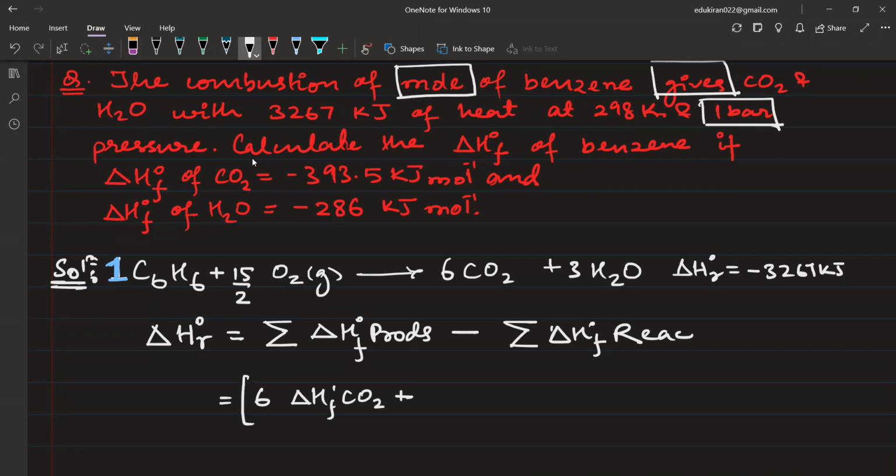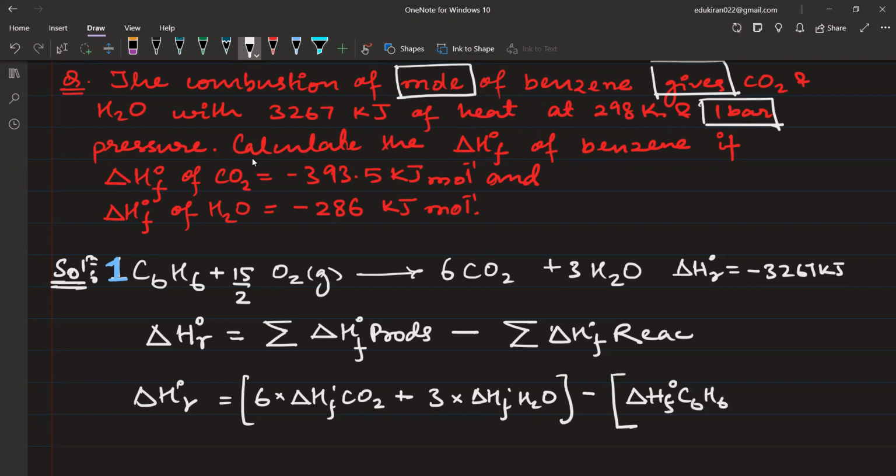What do we have? Water also. So how many moles of water are we getting? 3. So this will be 3 into delta HF naught of water minus, this is delta H naught R minus what are we having in the reactant? 1 mole of benzene. So delta HF naught of benzene C6H6 plus, माइनस ब्रैकेट में ना हम अंदर में प्लस ले सकते हैं. This will be delta HF naught of oxygen.